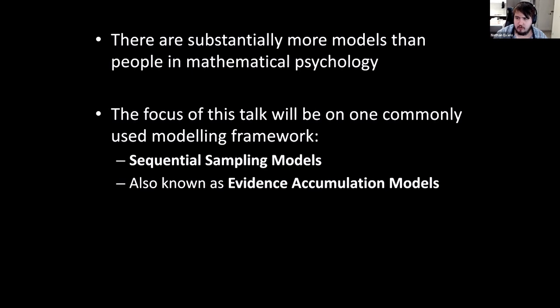Both of these names are commonly used. I've put both in because the title of the talk is sequential sampling models, but by habit, I often use evidence accumulation models. So just so you know that there's 2 names for these things. And if I say evidence accumulation models, I mean the same thing as sequential sampling models. I'm not talking about something crazy and new, right?